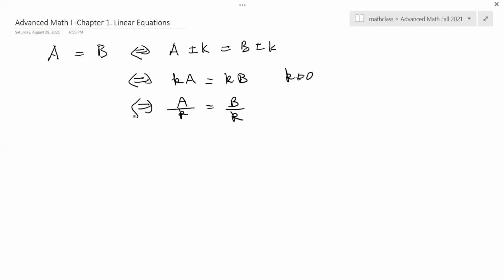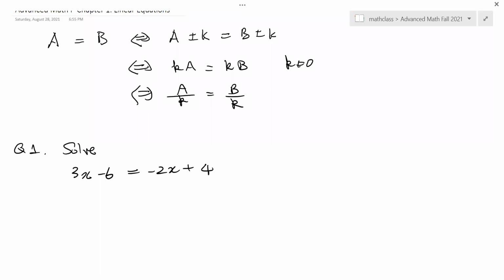So those are the rules we have to follow in order to simplify the equation. Then we know how to solve the problem. Let's look at 3 problems here. Solve the equation 3x minus 6 equals negative 2x plus 4. This is a very general equation.